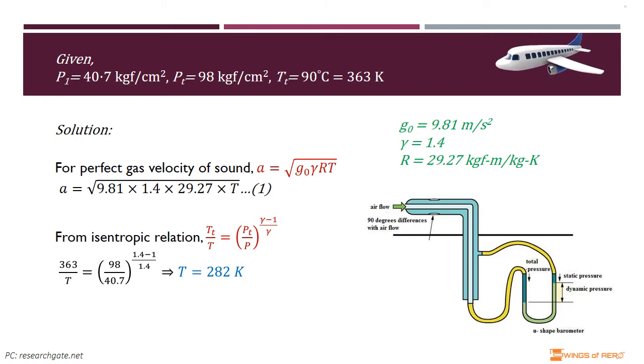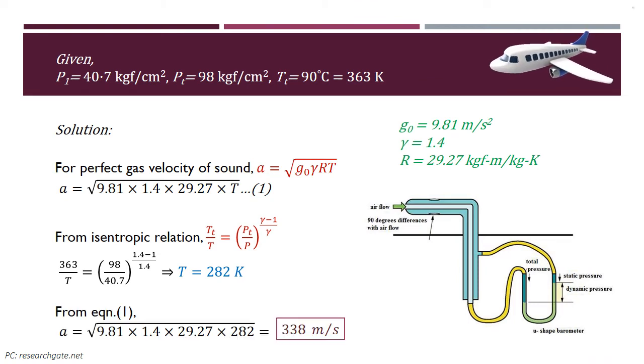Now we can find out the velocity. Substitute the values in equation number 1 and solve. We get the required acoustic velocity is 338 meter per second.